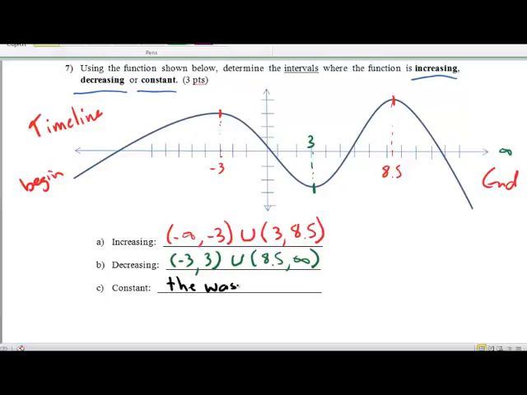As for the constant, there wasn't any completely flat section of the graph. So you would write none. You could write NA, not applicable. You could write just there wasn't any. And you'll get 3 points, one for each section, one for increasing, one for decreasing, and one for constant.